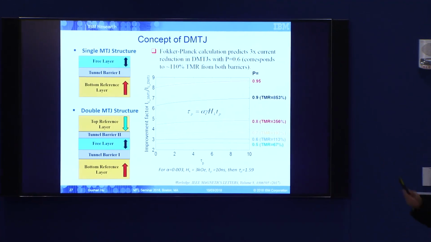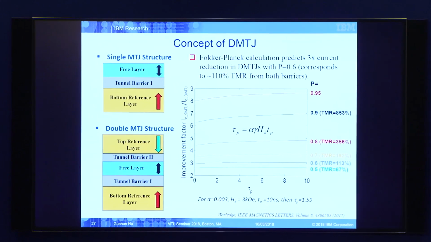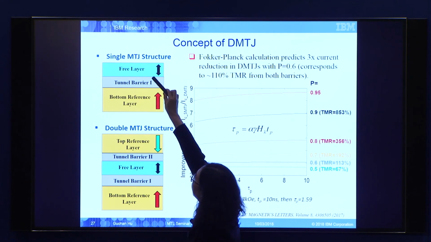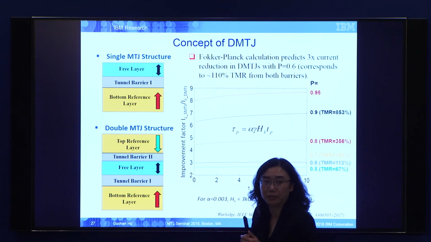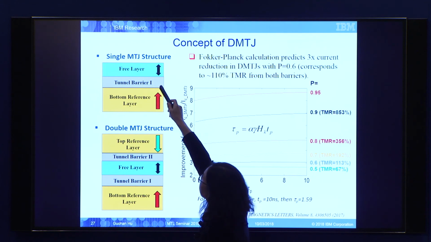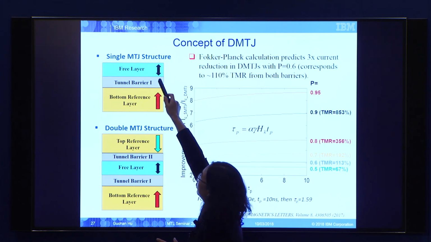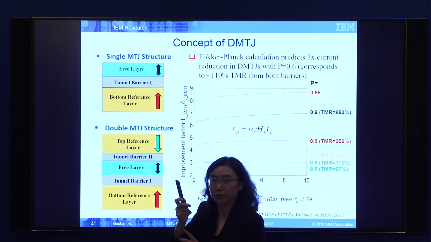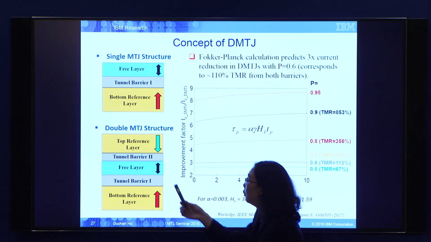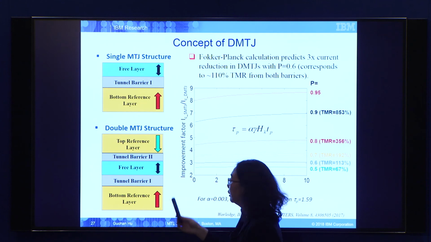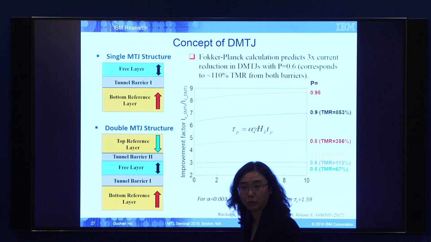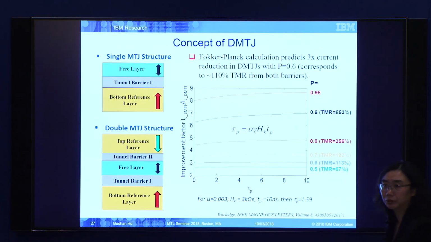So the first concept I have is the double MTJ. This is the single MTJ structure I showed earlier. You have one tunnel barrier, you have a free layer, you have a reference layer. How you switch the free layer is, the electron carries the angular momentum and transfers it to the free layer, creating a torque, and then you switch the free layer. And then a naive thought is, what if you have two reference layers? Then you have spin torque coming from both interfaces, you just double the torque, and then you will reduce the current by a factor of 2.